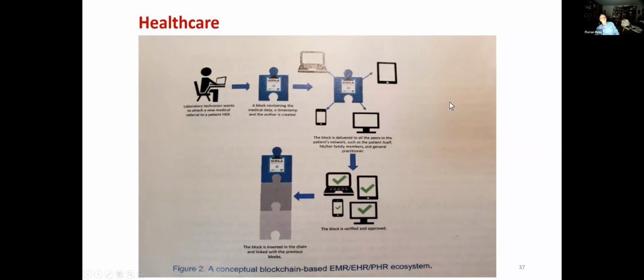It's another trivial example. I'll show a little bit more sophisticated example. The idea for healthcare, for these electronic medical records, is that in this case, it's a laboratory technician, and he wants to attach a new medical referral to the patient record. So he creates the block, it goes into the blockchain, and then the block is verified by other participants. Here's the blockchain, and then anybody can have access to that. Again, well, remember the arrangement.